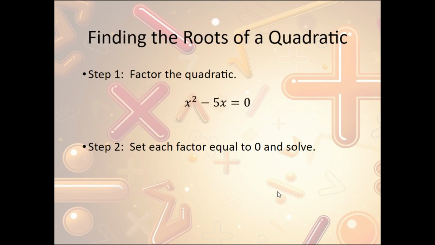Let's look at another example. We have x squared minus 5x is equal to 0. Again, we factor this, and we can pull an x out of this. So we get x times x minus 5 is equal to 0. Now we set each of those parts equal to 0, and that includes the x. So x equals 0, and x minus 5 equals 0. Well, x equals 0 just stays as is. So that's one of the roots. For the second one, we add 5 to both sides, and we get x equals 5. So x equals 0 and x equals 5 are the roots for this quadratic.